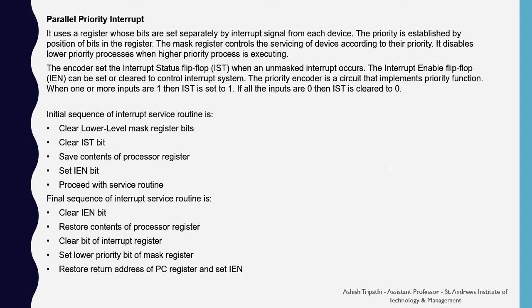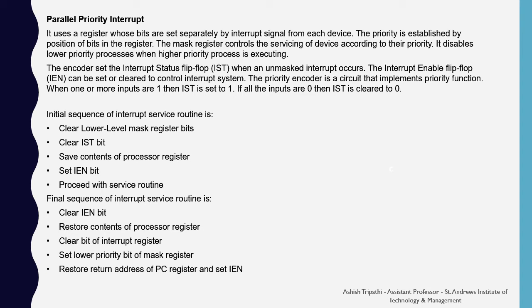The second priority interrupt is the parallel priority interrupt. It uses a register whose bits are set separately by the interrupt signal from each device. The priority is established by the position of bits in the register. The mask register controls the servicing of devices according to their priority. It disables lower priority processes when a higher priority process is executing.